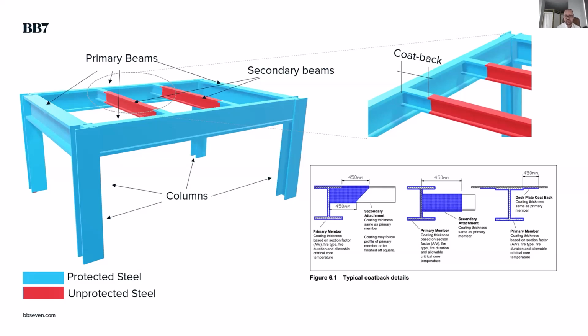What I'm showing you now at the bottom of this image here is a typical copeback detail, and this comes from the document FABIC Technical Note 13. So this is primarily for hydrocarbon fire scenarios. But effectively, what it recommends is you extend the protection back onto the secondary element, in this case, 450 millimeters. A key aspect of this is you're actually applying the thickness of the primary steel, not the thickness required for the secondary, back onto the secondary.